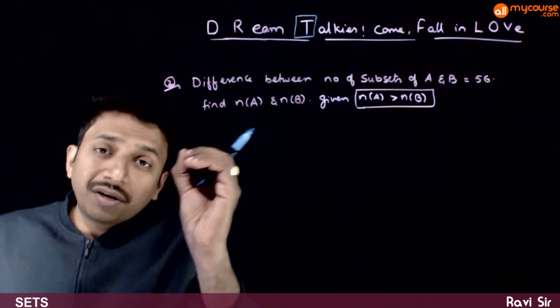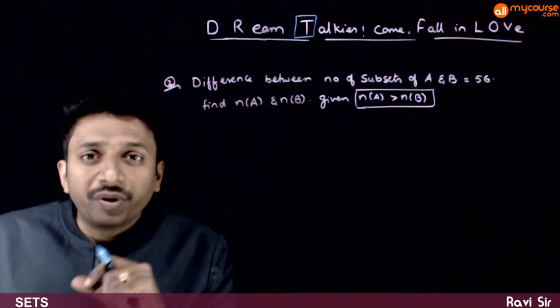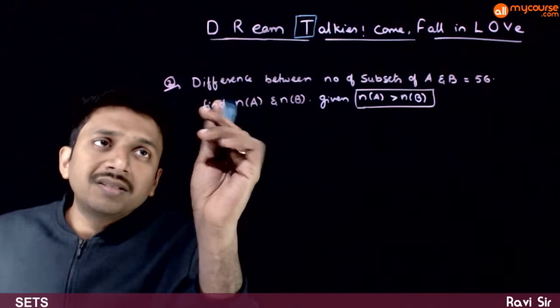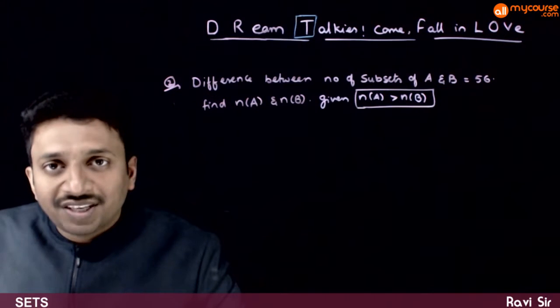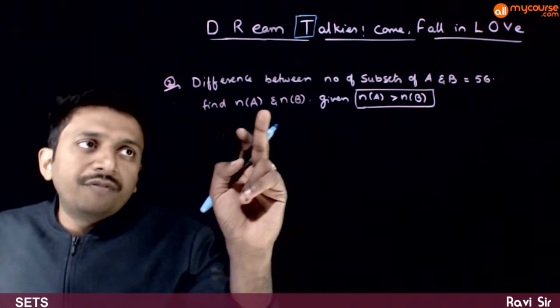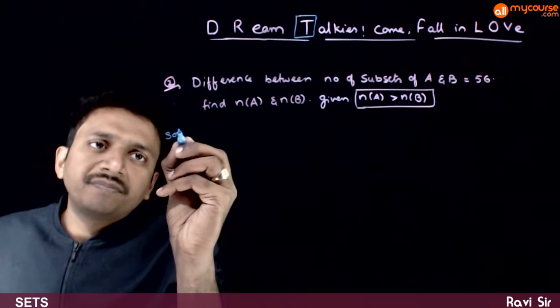So let us look at another question in this type. This question is also based on the formula 2 power n. The question says: the difference between the number of subsets of A and B is 56. Find n of A and n of B. It's given that n of A is greater than n of B.